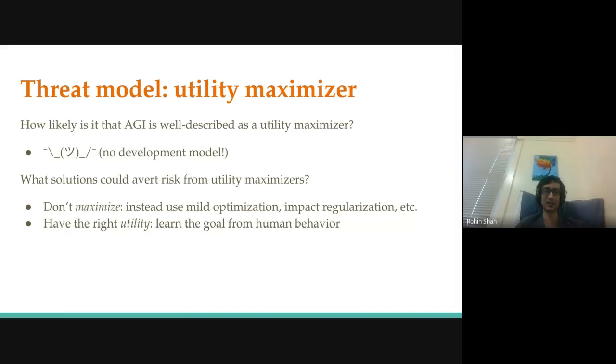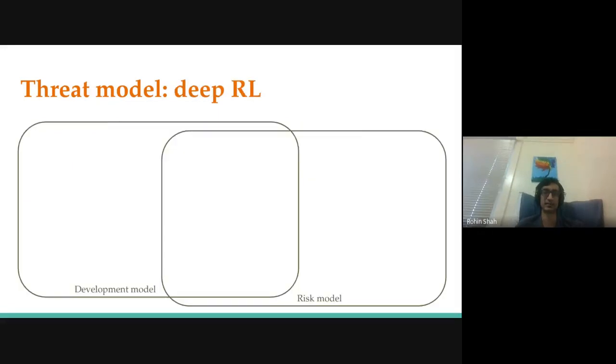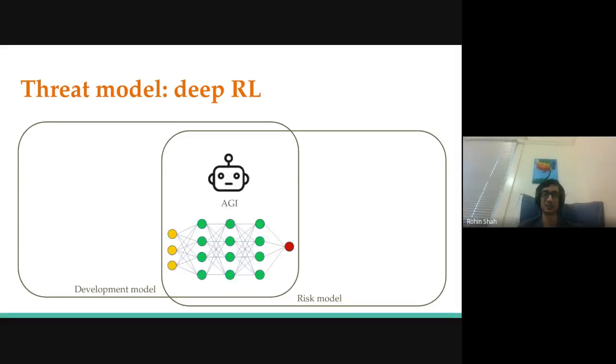Okay, so that's the utility maximizer threat model. And then we can talk about deep RL threat models. In the last 5 years maybe, there have been a bunch of successes in deep RL. And so a lot of people have taken this as evidence that we're close to AGI. In this model, our AGI is this neural net that one assumes is taking actions in the real world. We're not entirely sure how it's deployed, but it's a neural net that's been trained to do cool things. And we have a development model for this.